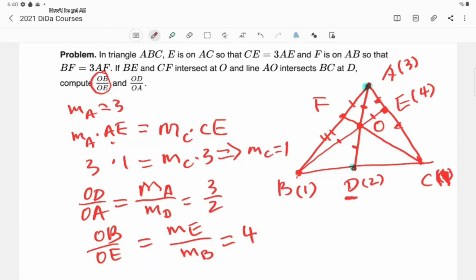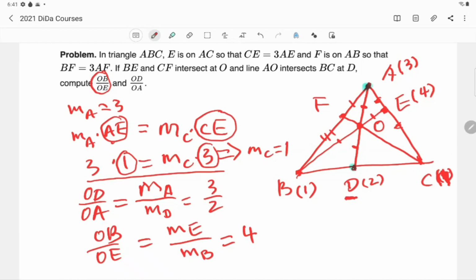No, I never got AE. I only know the ratio between AE and CE. That's one third. Oh yeah, I see what you mean. You mean this, right? Because it's one over three. I didn't want to write this. So AE over CE is one third.